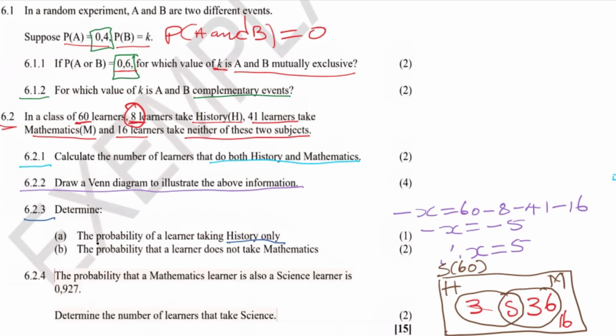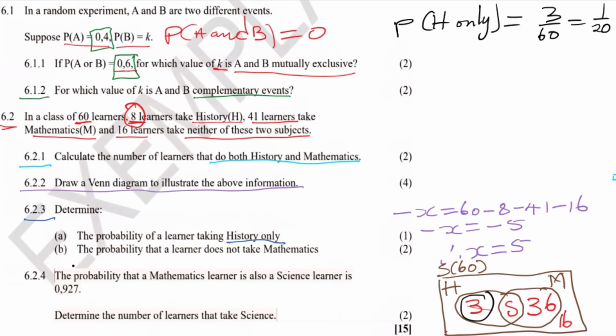6.2.3, it says determine the probability of a learner taking history only. So we have got the probability of a learner taking history only. So now we go and check there. We have got 3 for history only. So it's going to be 3 divided by 60. We can simplify this to 1 over 20.